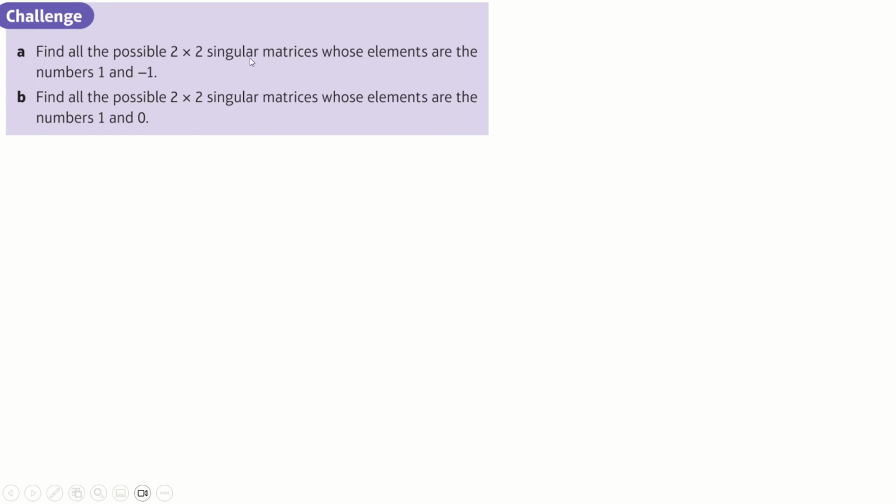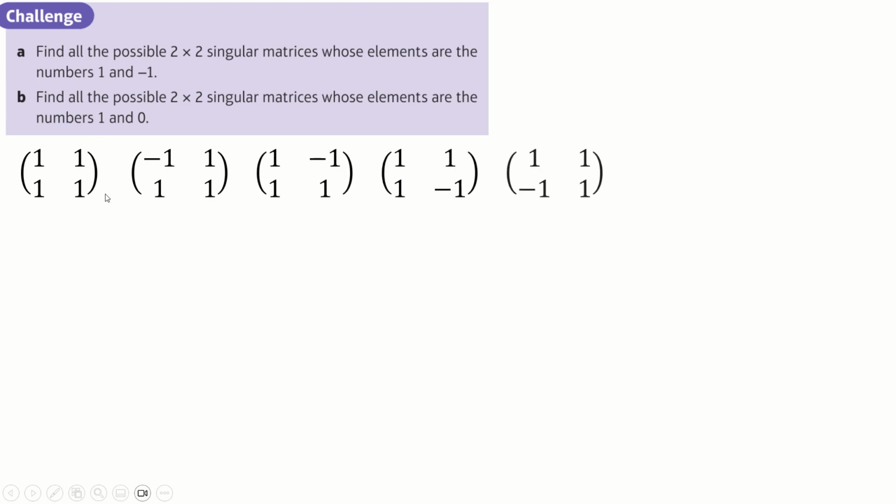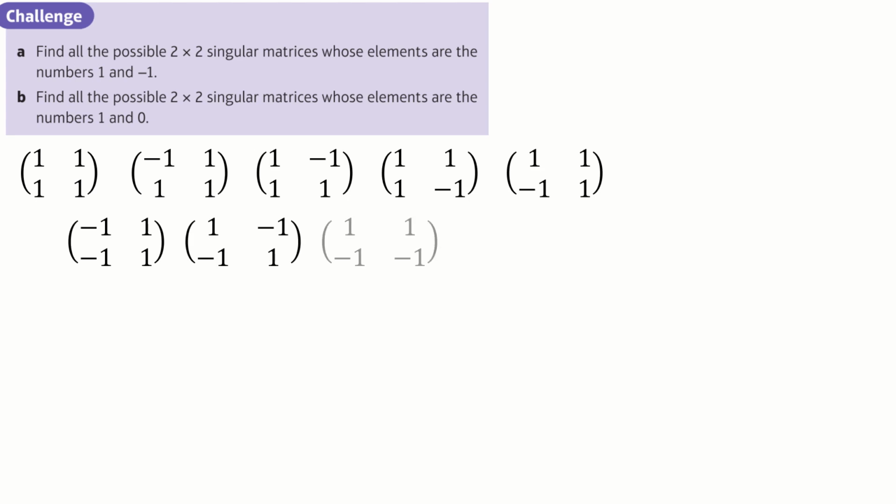Find all possible 2x2 singular matrices. So a singular matrix is when the determinant is 0. Okay. What I decided to do was just write out every matrix that has the numbers 1 and -1, and then just cross out the ones with determinants that weren't 0. So I put all the ones first, and then I chose one of the ones to be a -1. There are, of course, 4 ways of doing that. Then I chose 2 of the ones to become -1s. There are 4 choose 2, 6 ways of doing that, and here they are.